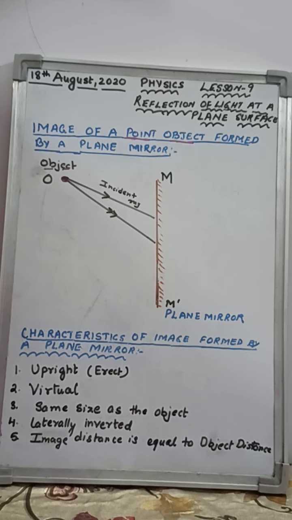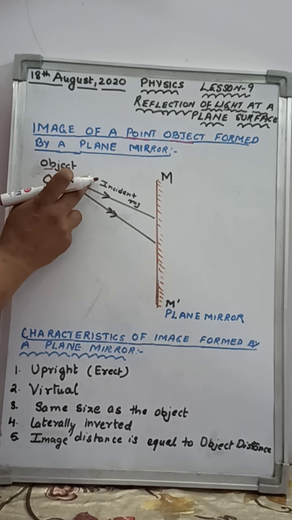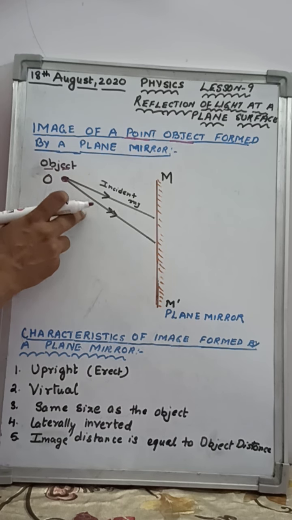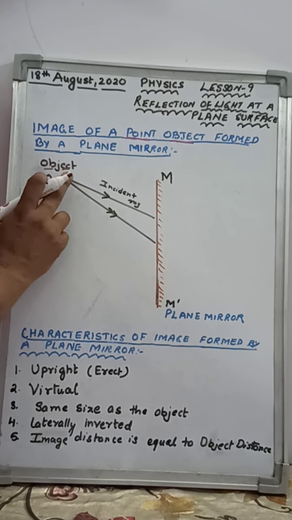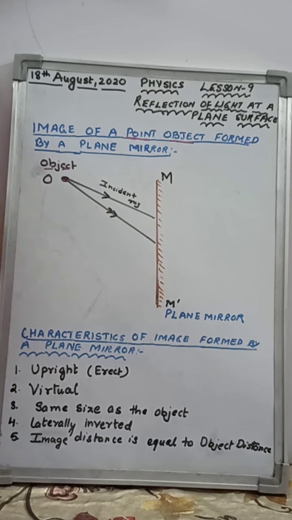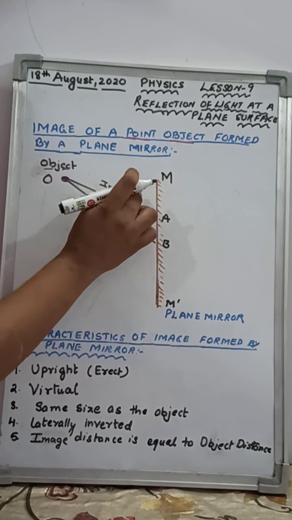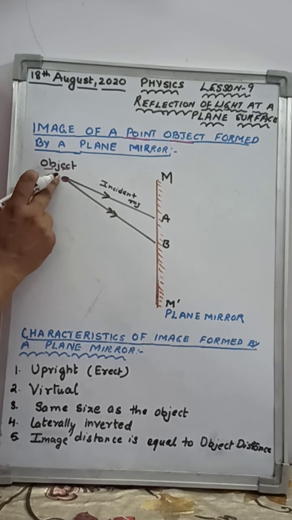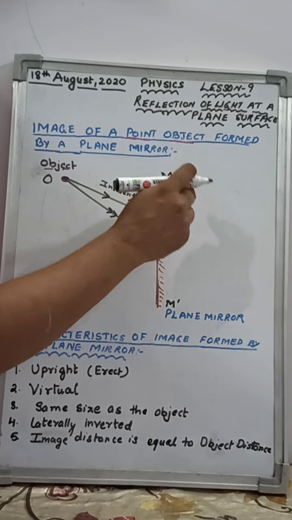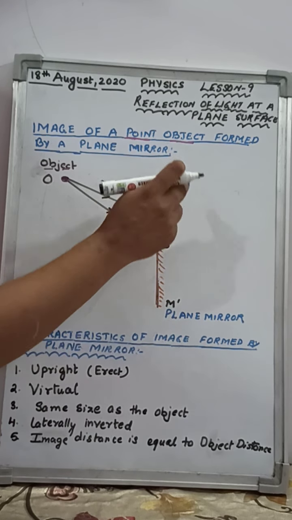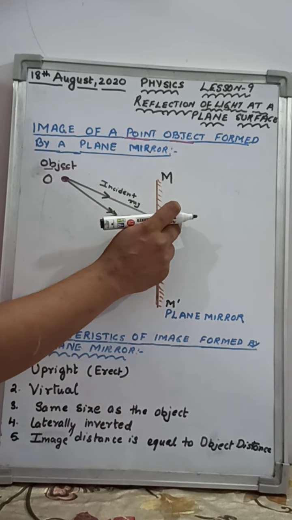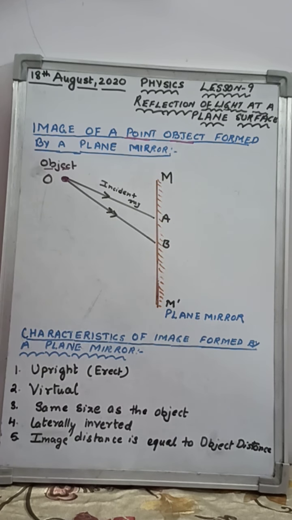Now, a number of rays are coming from the object, but for the ray diagram we will only take two rays. We will assume that only two rays are coming from the object. So these are the two rays, the incident rays, OA and OB. This incident ray is striking the plane mirror MM dash at point A and at point B.